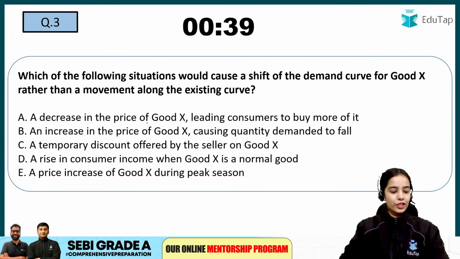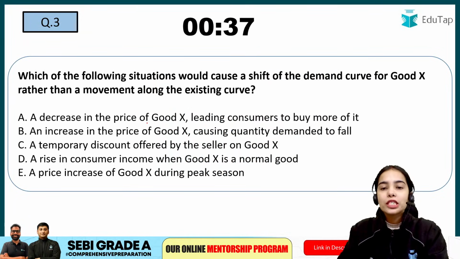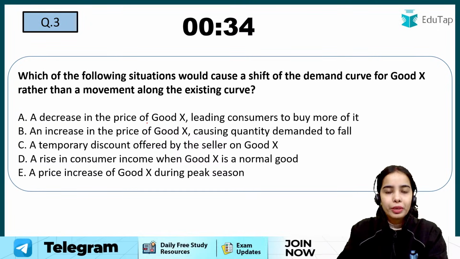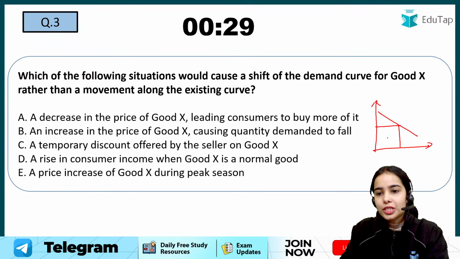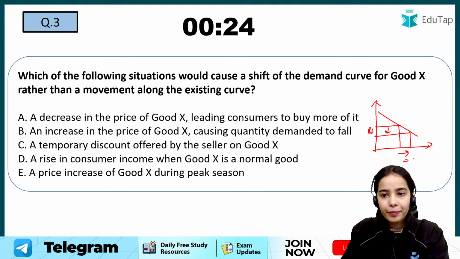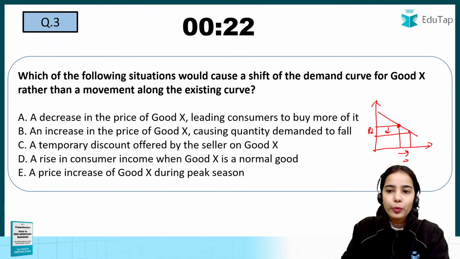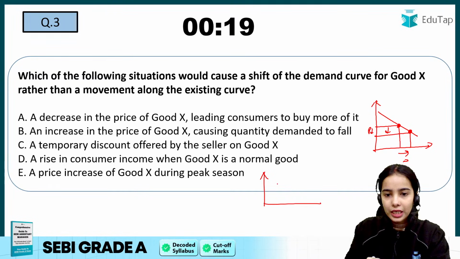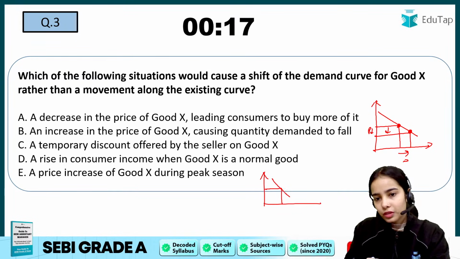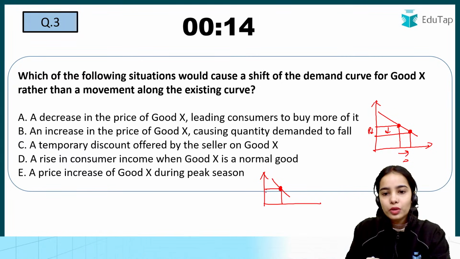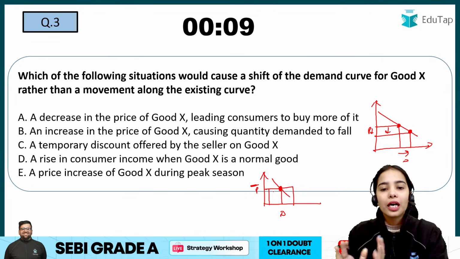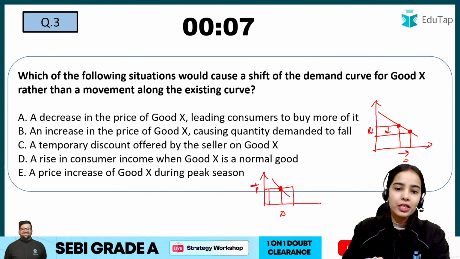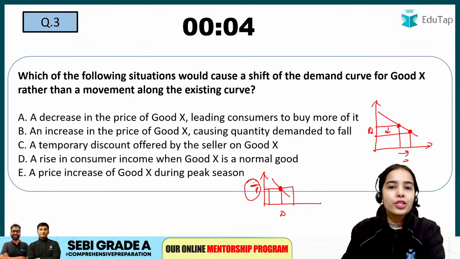Okay, coming to the next question. Which of the following situations would cause a shift in the demand curve rather than a movement? I hope you know that movement in the demand curve is because of changes in price. With a decrease in price, the demand is increasing, so this causes movement from one point to another. But a shift is because of an external factor. The price is the same, but the demand is changing because of some factor other than the price.